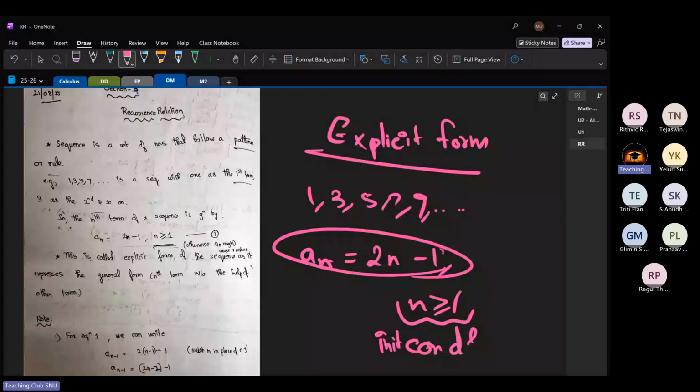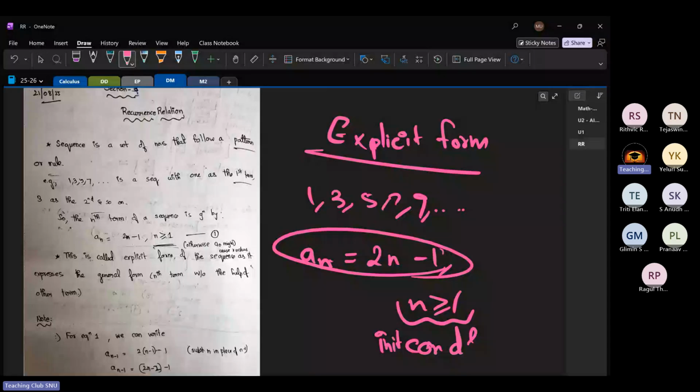You want the function to be dependent on just n. So in that case, what will you do? You will solve such an equation. Solving a recurrence equation, or finding a recurrence solution, is nothing but putting the recurrence relation into explicit form.